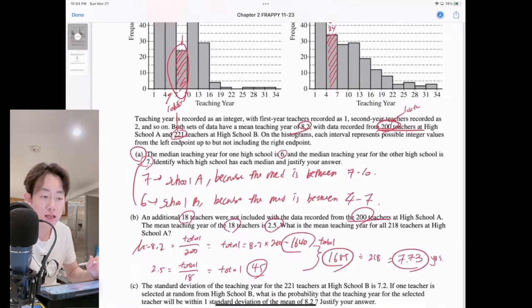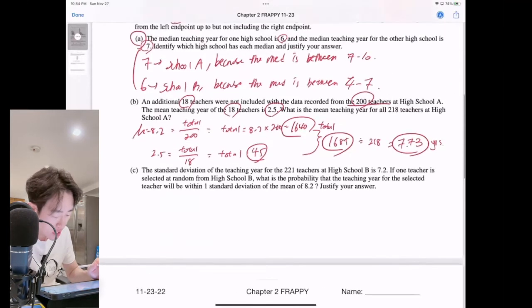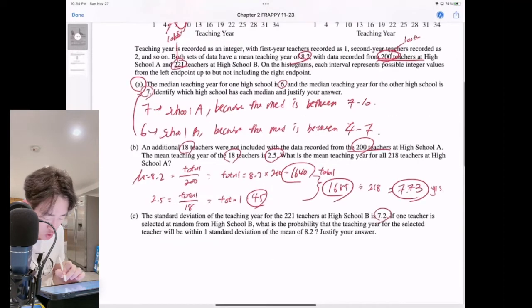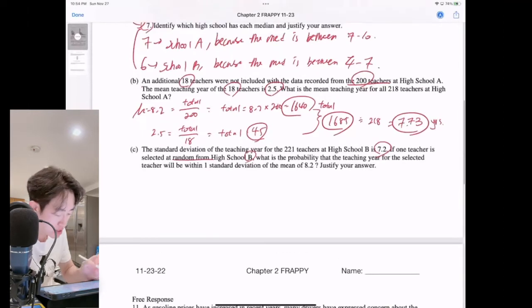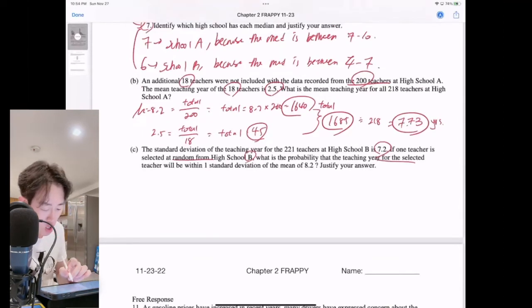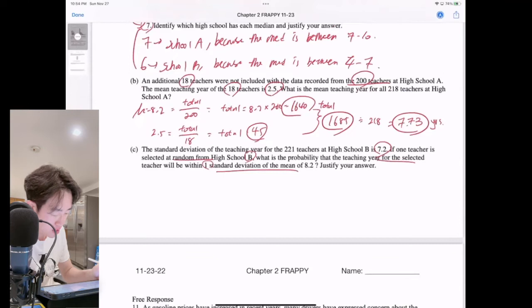Okay. All right. Now we're looking at part C. The standard deviation is 7.2. If one is selected at random from high school B, what is the probability the teaching year for the selected teacher will be within one standard deviation of the mean of 8.2, it says.